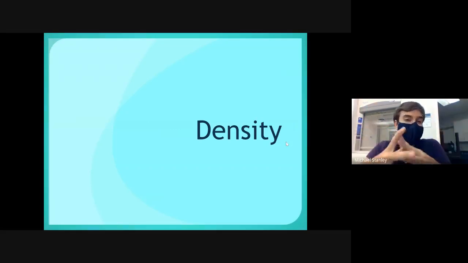So you may have heard of the term density or something being dense before. And in your head, when you think about things that are high in density, you might think about things that are really big or things that are really heavy. And that's kind of related to it, but just how big something is or how heavy something is doesn't really tell the whole story.